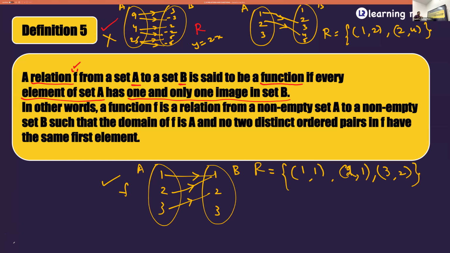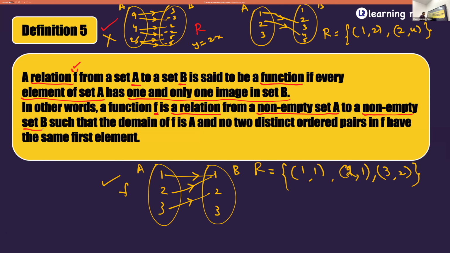So what is the other way? What is the other simpler way of understanding what a function is? In other words, a function with the name f is said to be a relation from a non-empty set A to a non-empty set B such that the domain of this function should be the set A. Means every element should participate in the relation.